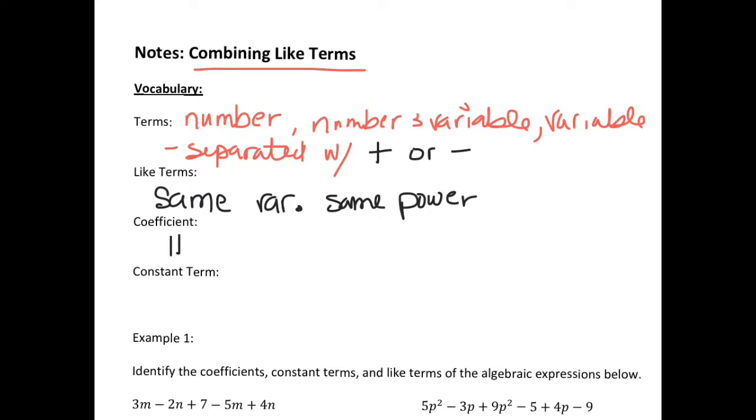Coefficient is the number attached to the variable, and a constant term is just a number, no variable.